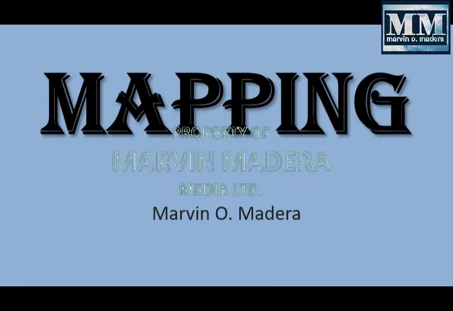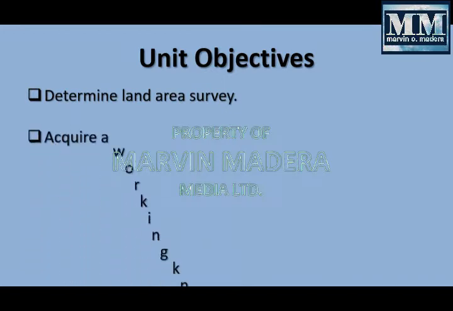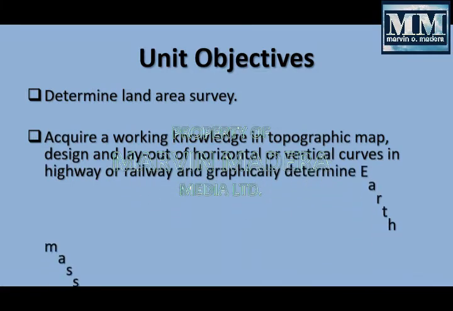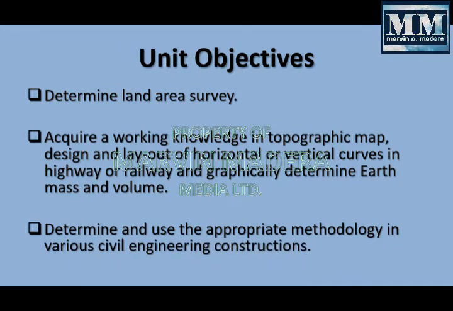More about mapping. But first, let us have the unit objectives for this presentation. At the end of this unit, the students are expected to be able to determine the land area survey, and also acquire a working knowledge in topographic maps, design and layout of horizontal or vertical curves in highway or railroad, and graphically determine Earth's mass and volume. And also, they would be able to use the appropriate methodology in various civil engineering construction.